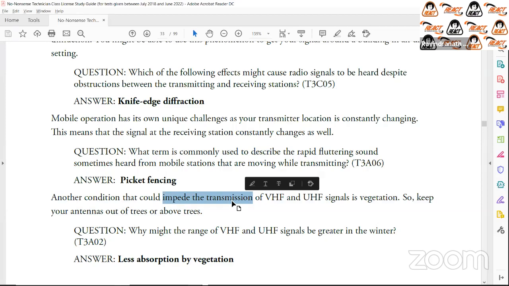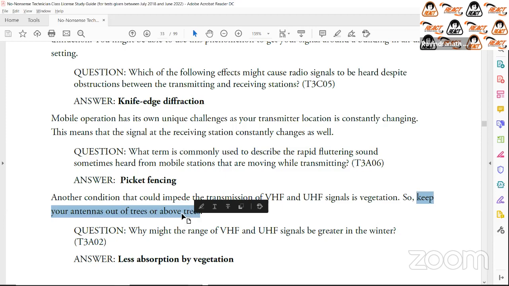So if you're in the forest and you have trees around, just note that those very tall trees, all that bush, will affect your signal. It will impede your transmitter. So they're making the point here, keep your antennas out of trees or keep them above trees.